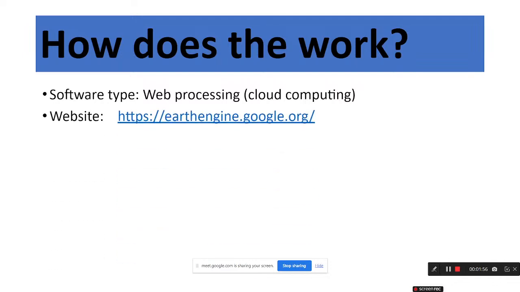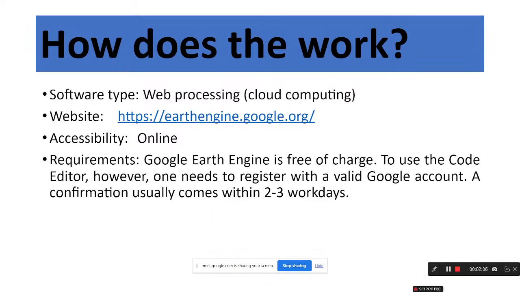And this is the main website, earthengine.google.com. Accessibility must be online. When you want to use the Google Earth Engine platform, you must have online connectivity. And the requirement is that you just need to register with your Google account. So I think here all of you have already completed this part. Okay, did you complete this part for registration?